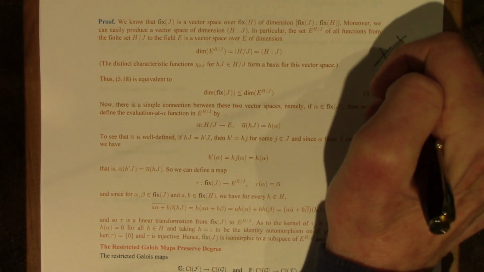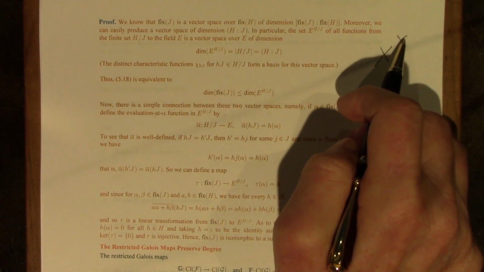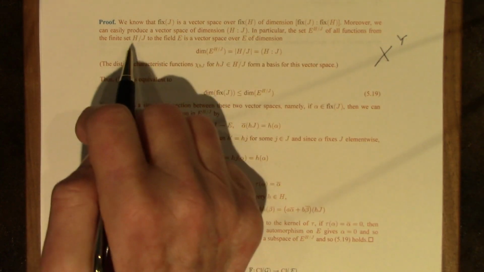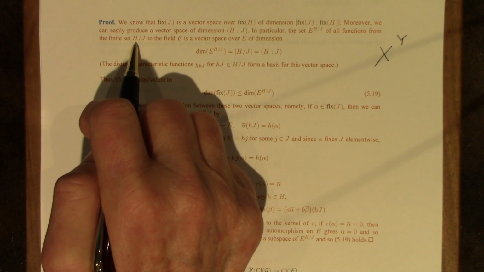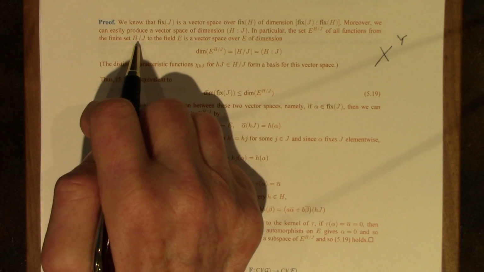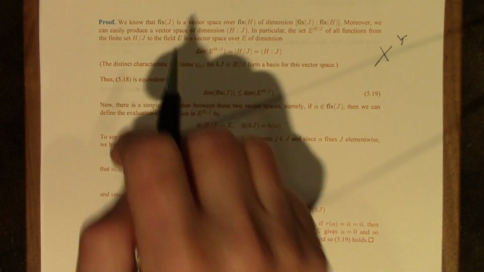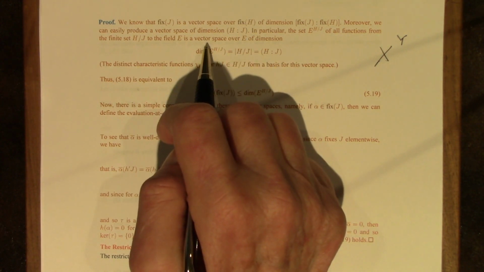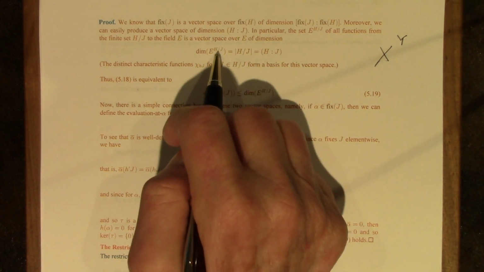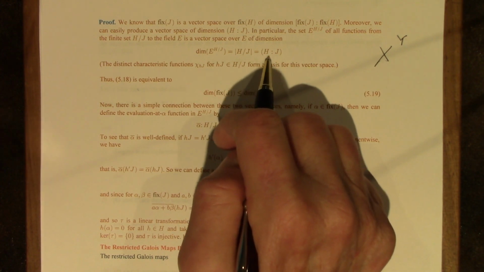If we have two sets X and Y, this is the notation for the set of functions from Y to X. So this is the set of all functions from the quotient set H mod J, in other words, the set of all cosets of J in H, to the field E. This is a vector space, and I'll let you prove that. Its dimension is the size of H mod J, which is by definition the index of J in H.